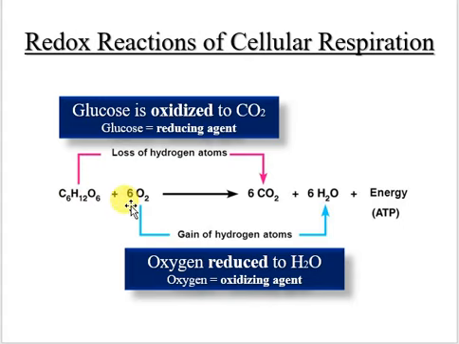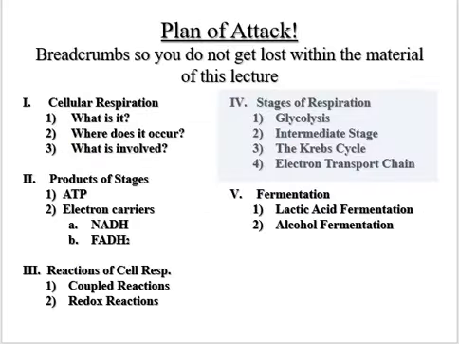Again, it's the oxidizing agent because it is receiving or gaining those hydrogen atoms from glucose. So it's causing or fueling the oxidation of glucose. Glucose is supporting or fueling the reduction of oxygen in this case. So those are the two major reactions. Again, redox reactions we'll see continuously occurring throughout these different stages of cellular respiration.